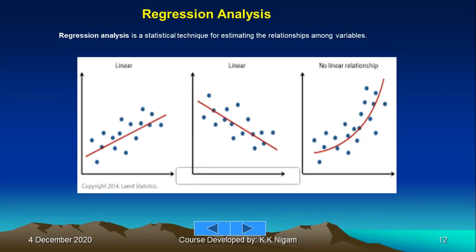Regression analysis is a statistical technique for estimating the relationships among various variables. So you can see different types of lines can be drawn with the help of the data points that you have. Sometimes the line goes from the origin to the top right side, sometimes it goes from the top left side to the bottom right side, and sometimes it is slightly curved, so that there is no linear relationship. With the help of that you can definitely try and predict what is going to be the outcome with the given data set.